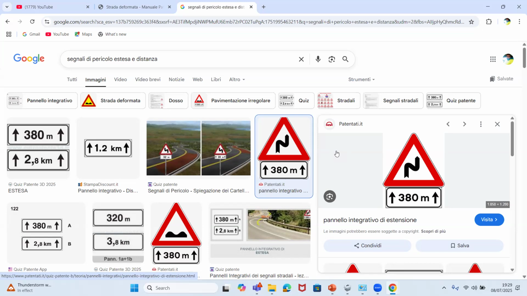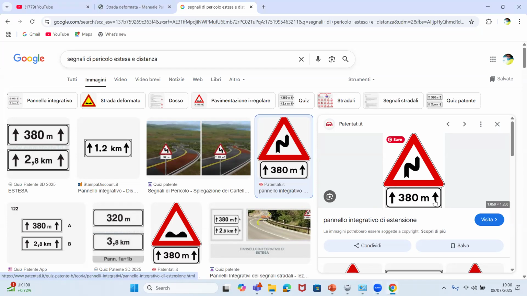Let us explain estesa first. Let us take, for example, this is a Segnali Di Pericolo. We don't know what it is for now. Let us just take it because this is Segnali Di Pericolo. We've not gotten there now. They now carry this particular pannello integrativo put under it. Let me tell you guys what this means. This is the standard symbol of estesa.